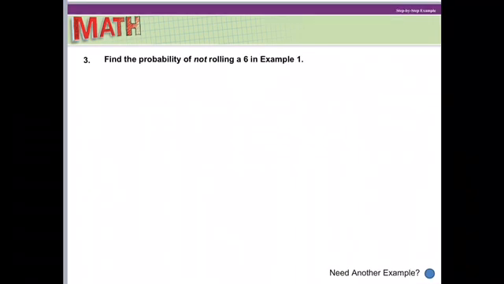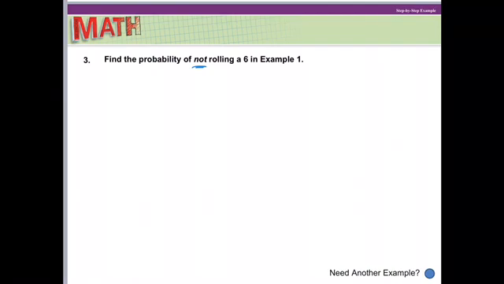So now example 3. Find the probability of not rolling a 6. In example 1, which is what we talked about when we were rolling a 6 on a 6-sided die, we found out that it was a ratio of 1/6, 1 out of 6. So we know that the probability of not rolling a 6 and the probability of rolling a 6 are complementary. Those are the two things that could happen. You either roll a 6 or you don't.